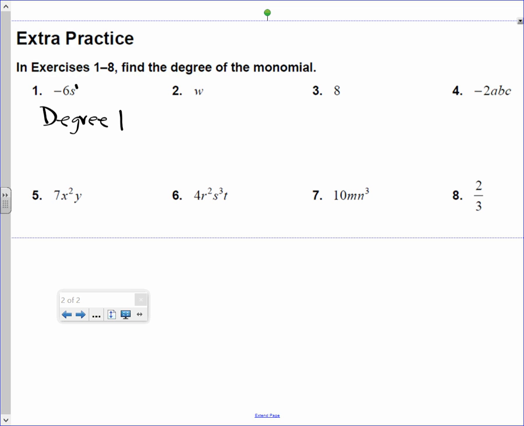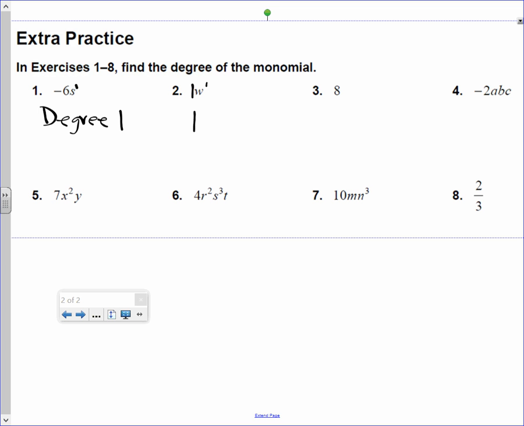Garcia, you with me? Just check it. W. That's one term. Because there's a 1 in front of it, even though we don't write it, it's always understood to be there. So that's one term, and it's raised to the 1 power, so this is also degree 1. I'm just going to put 1. I'm not going to write degree eight times here. Can you put like D1? That's fine.